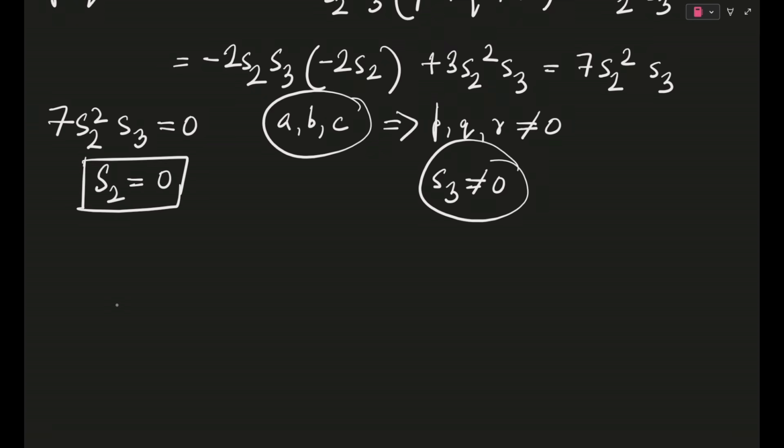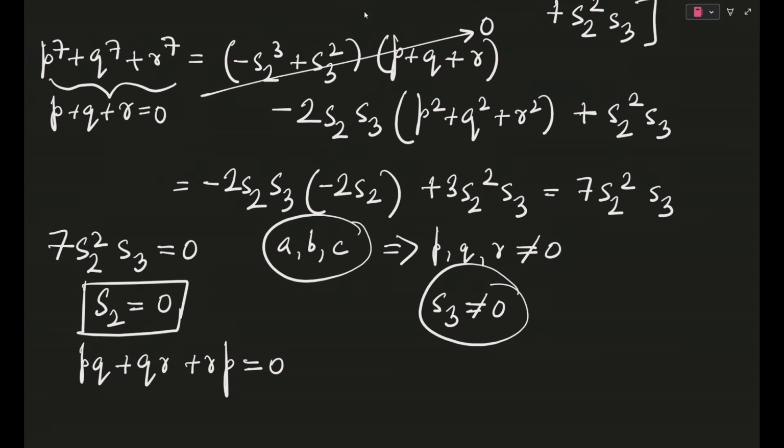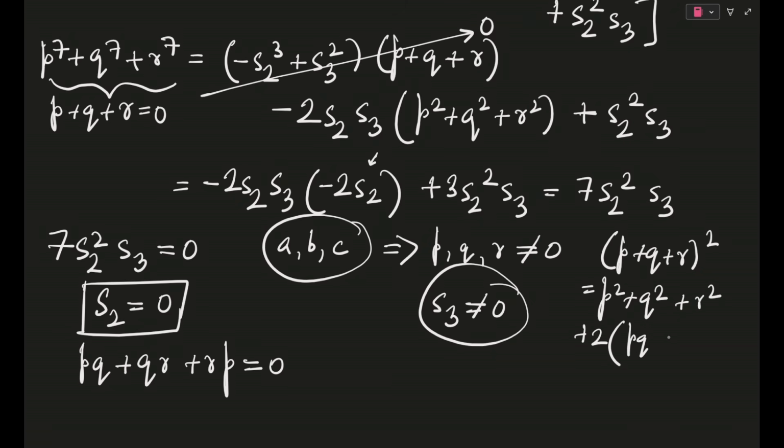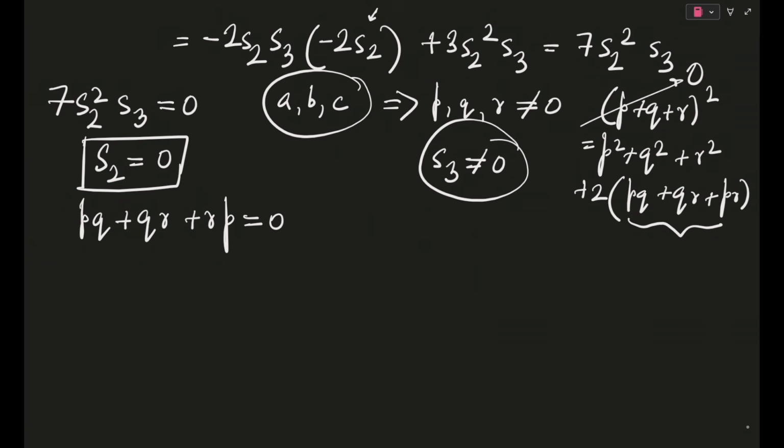And I hope you know what s2 is. s2 is our pq plus qr plus rp is equal to 0. Okay, so now many of you can have a very genuine doubt that why did I substitute p square plus q square plus r square as minus 2 s2. Okay, so really simple. p plus q plus r whole square is equal to p square plus q square plus r square plus 2 times of pq plus qr plus pr. So we know this to be equal to 0, and that's why this came out to be minus 2 s2. Okay, I hope this is very evident actually, but still I explained.